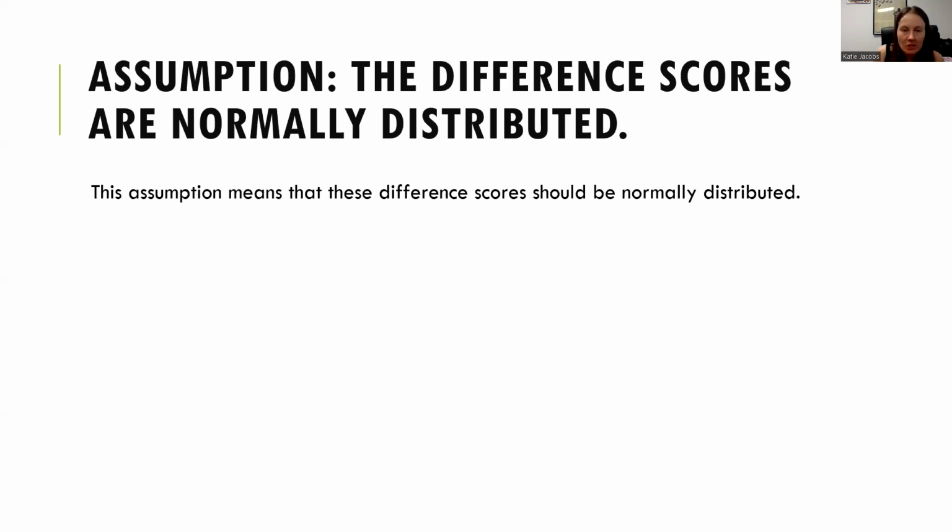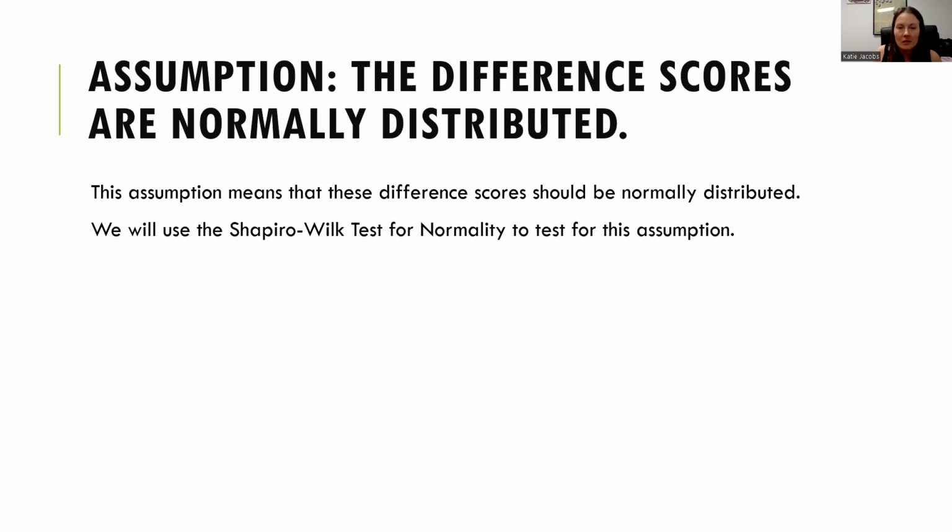So there's a couple ways you could check this. One way, you could literally take your different scores and build a histogram to see if it follows kind of the normal distribution shape. The other way that you can do it is we can use the Shapiro-Wilk test for normality to test this assumption again.